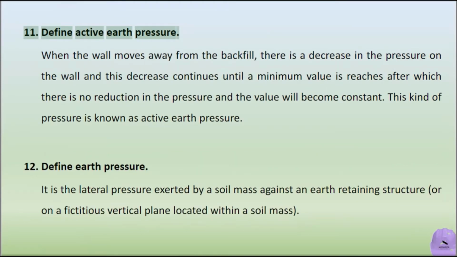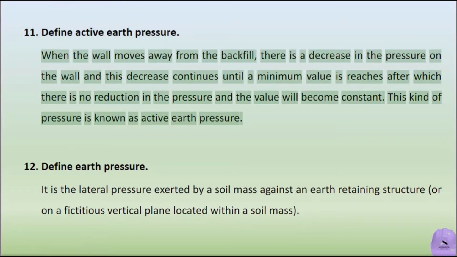Define active earth pressure. When the wall moves away from the backfill, there is a decrease in the pressure on the wall, and this decrease continues until a minimum value is reached, after which there is no reduction in the pressure and the value will become constant. This kind of pressure is known as active earth pressure.